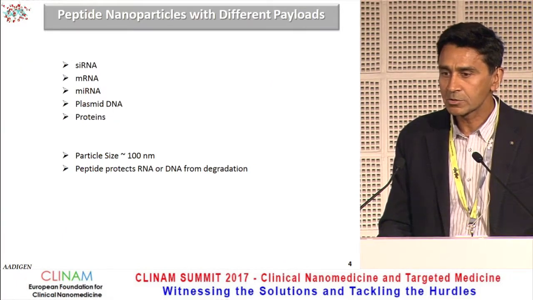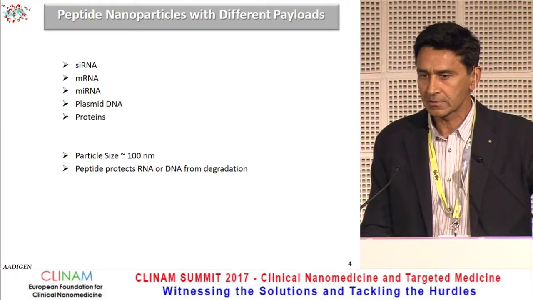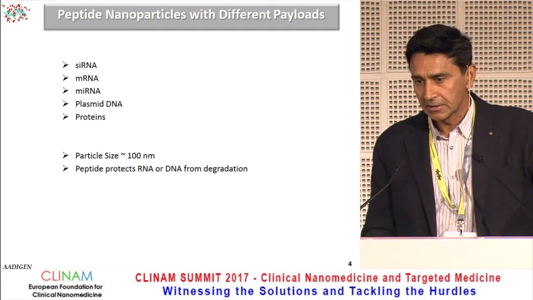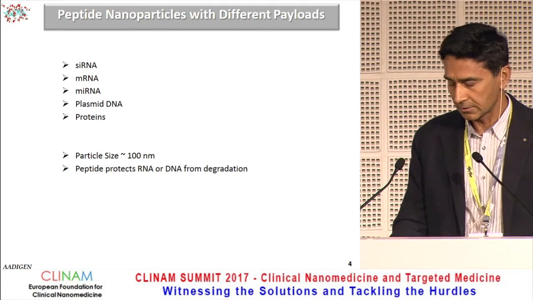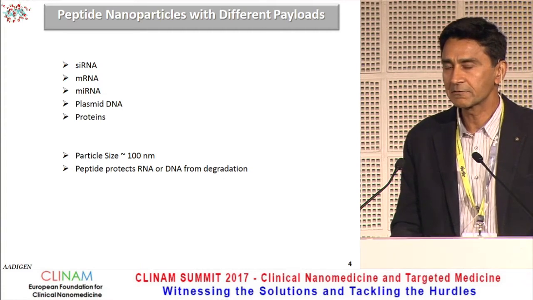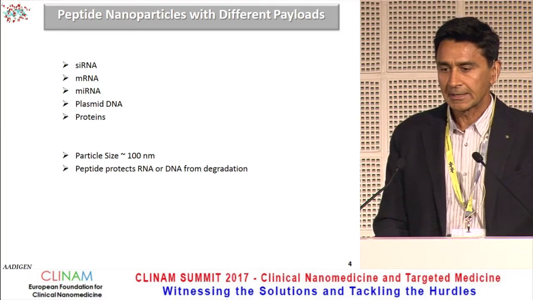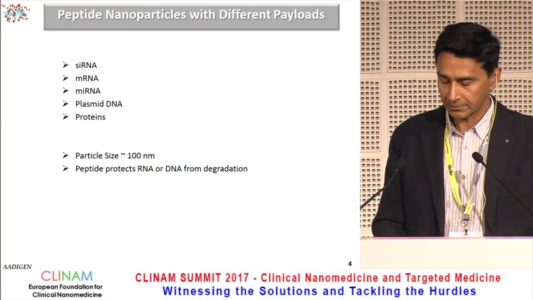The types of cargoes we can deliver are varied, a number of different types of nucleotides. It can be siRNA, mRNA, microRNA, plasmid DNA, or proteins, depending on composition and structure. The particle size that we create is roughly about 100 nanometers, and the peptide efficiently protects the cargo from degradation in vivo.